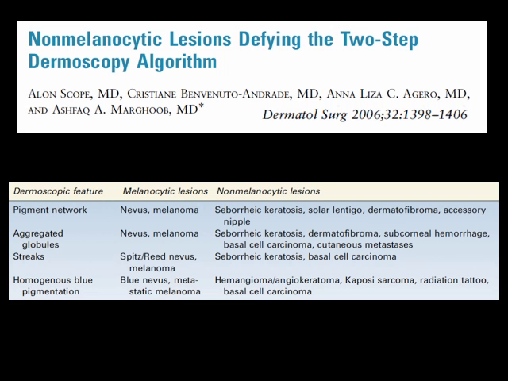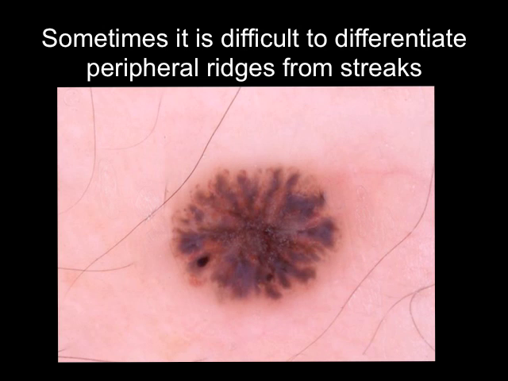Structures resembling streaks can on occasion be seen in lesions other than Spitz nevi and melanoma. Rarely, streak-like structures can be seen in seborrheic keratosis and basal cell carcinoma. Here is a seborrheic keratosis revealing streak-like structures. These structures are in fact ridges and not streaks. How can one differentiate between a true streak and a streak-like structure seen in a seborrheic keratosis?